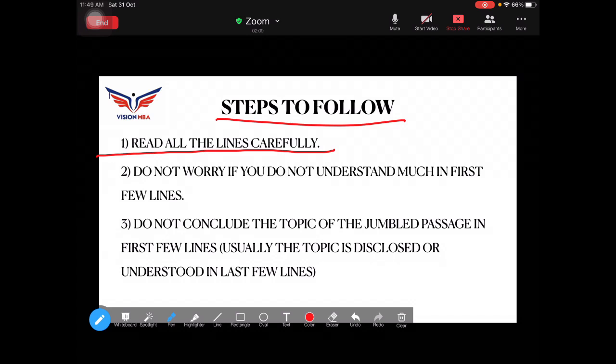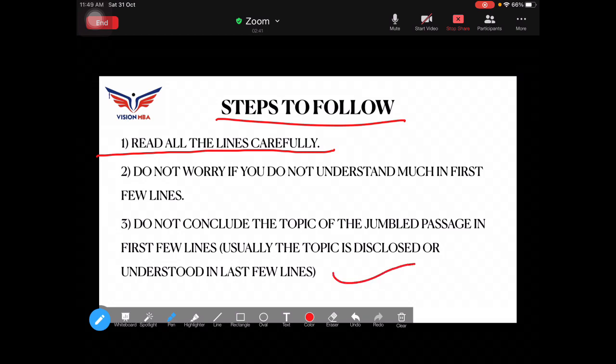Now what happens is, the moment you start reading the lines, maybe in the first 2 lines there are a few words that are not making sense to you. You are not understanding the meaning of those 2 or 3 words, or maybe the meaning or understanding of those 2 to 3 lines is not making sense to you. Do not worry about it. Just go with the flow. Do not conclude the topic of the jumbled passage in the first few lines. Usually the topic is disclosed or understood in the last few lines.